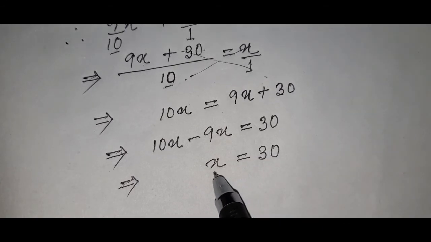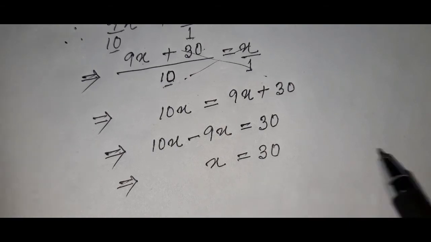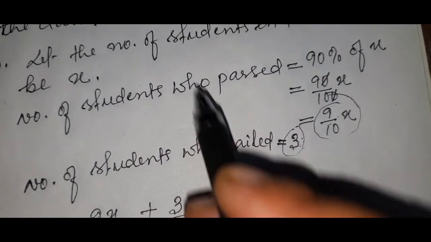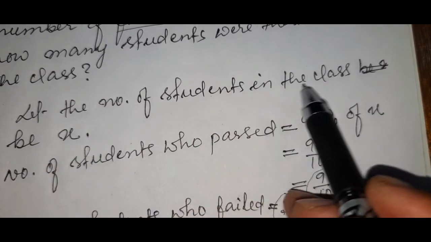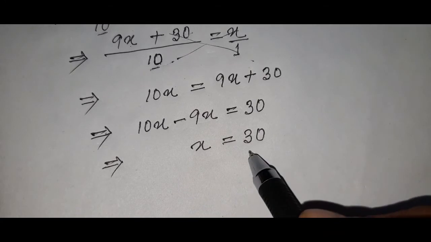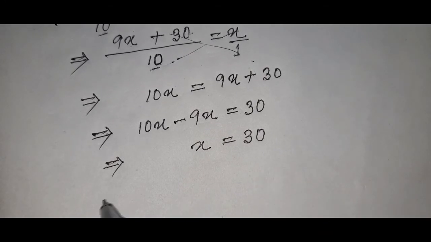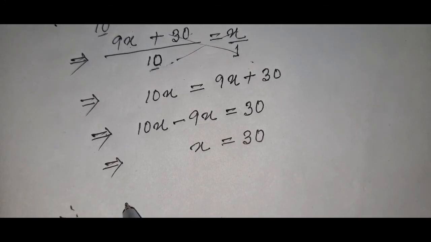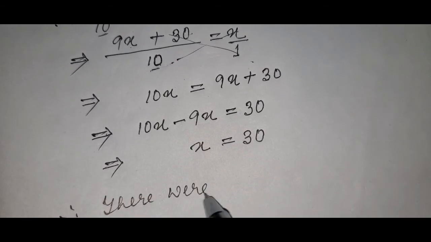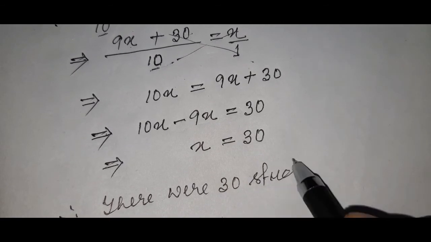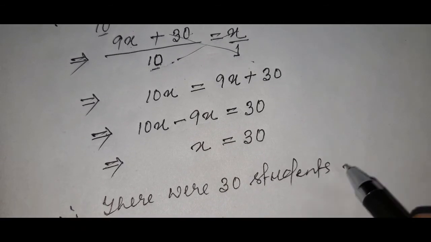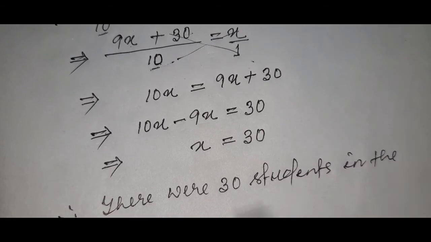So what is this x? This x is the total number of students in the class. We have written here, let the number of students in the class be x. So that means there are 30 students in the class. Therefore, there were 30 students in the class.